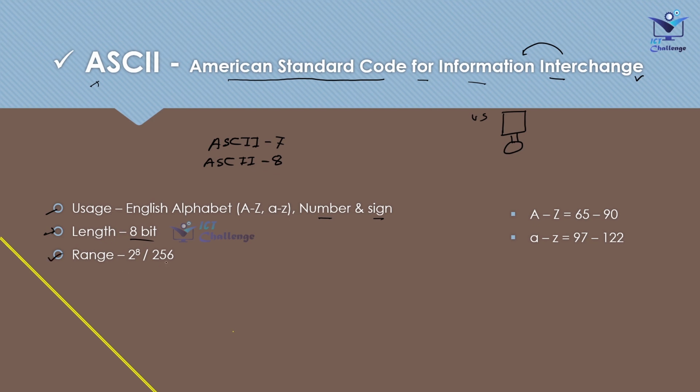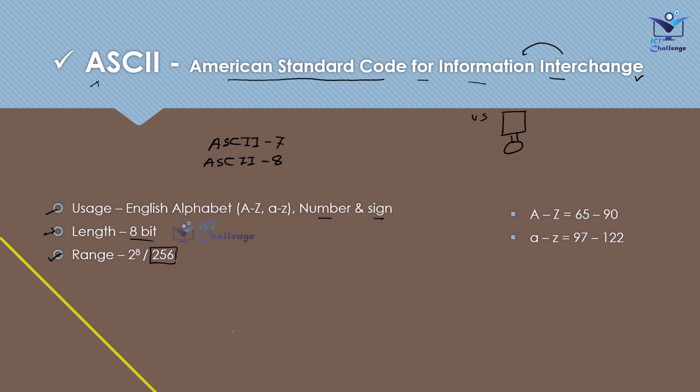What is the range? Range means how many alphabets, how many numbers or how many signs the ASCII coding system can give their identity. ASCII can give a unique identity to 256 unique digits, letters and signs. So ASCII can give a unique identity for 256 unique alphabets, numbers and signs.